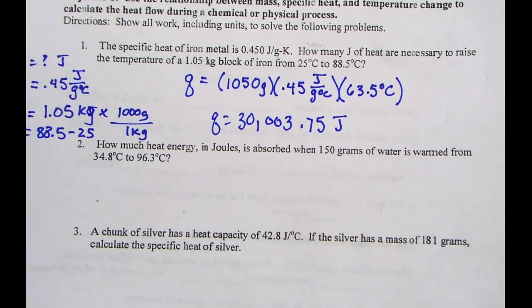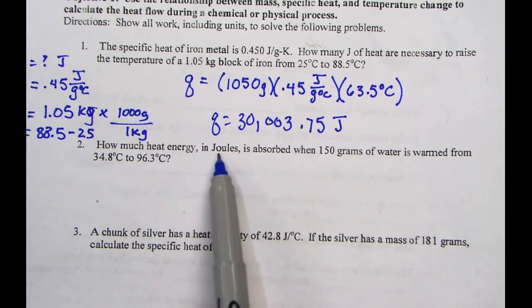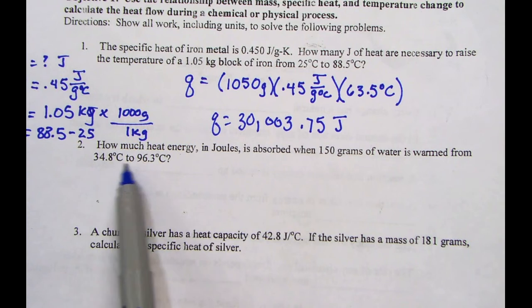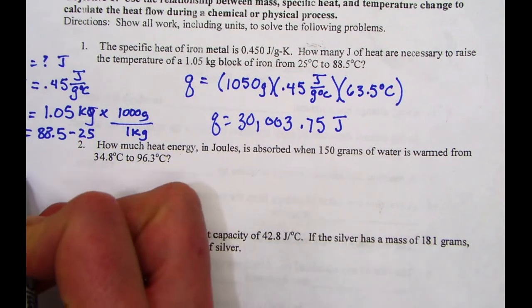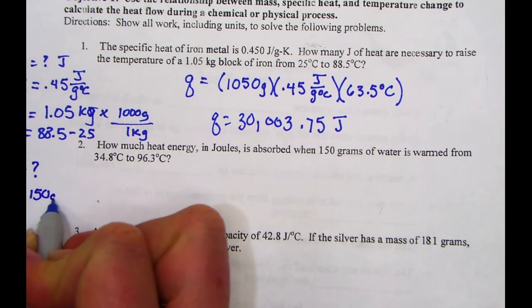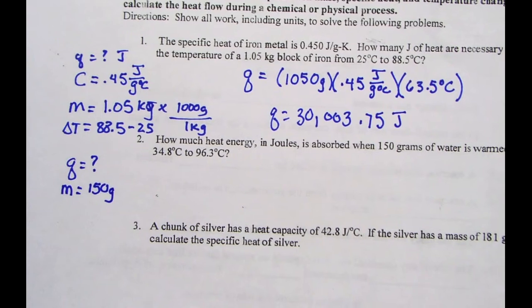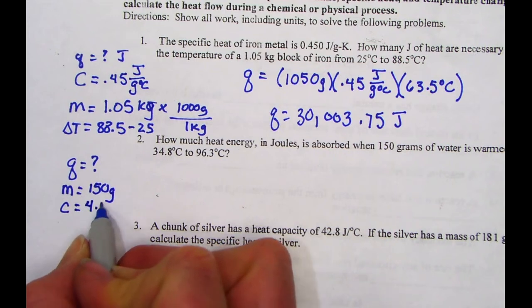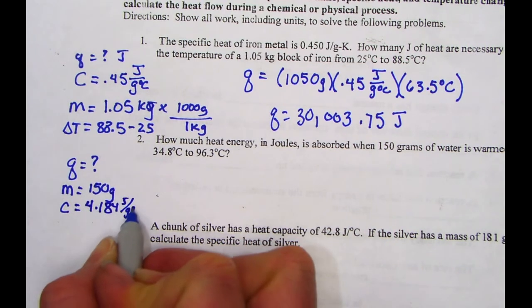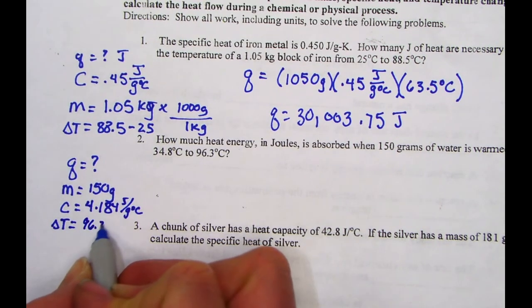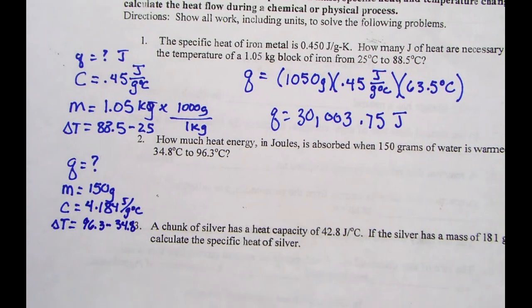Our second problem from our homework: how much heat energy in joules is absorbed when 150 grams of water is warmed from 34.8 to 96.3 degrees Celsius? Again, we're being asked to solve for Q. That's our target variable. Our M stands for mass, given to us as 150 grams. The C, specific heat for water, is a constant we have memorized to be 4.184 joules per gram degree Celsius, and our delta T would be T2, 96.3, minus T1, 34.8.